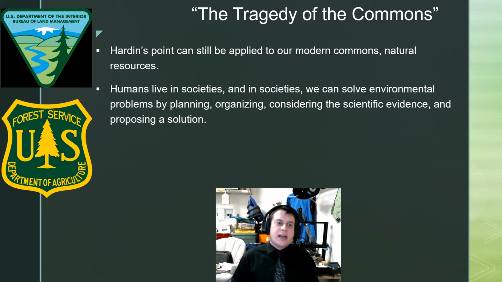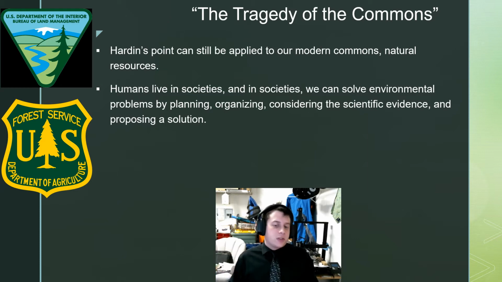Humans live in societies, and as societies, we can solve these problems, but we have to work together. We need planning, organization, and forethought. We need scientific evidence, and we have to think ahead on this. So, for example, we have the U.S. Forest Service, which, again, you can see right over there, their logo on the bottom there.